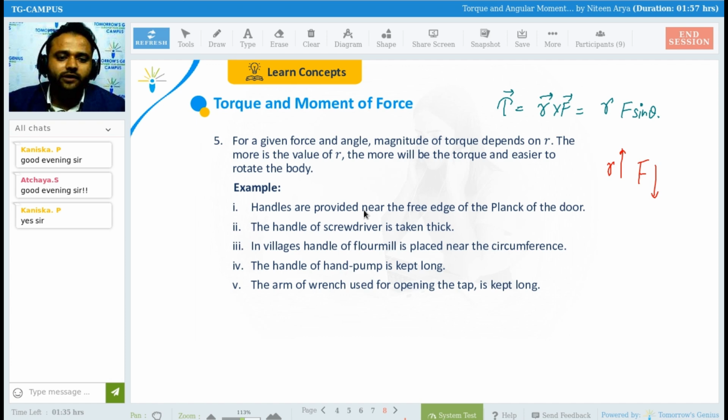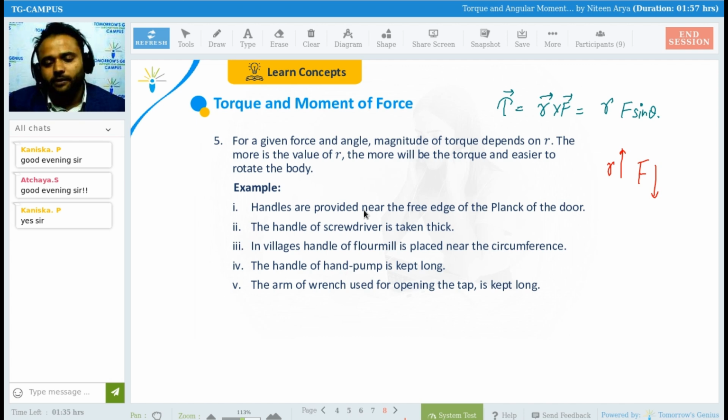As you can learn from here, you can get the idea. If the torque is 20 Newton meter, and if R is 10, we need to apply only 2 Newton of force. But if I do the reverse, meaning R shrinks down to approximately 4, we need to apply 5 Newton of force at least, because 5 into 4 is 20. Is this clear?